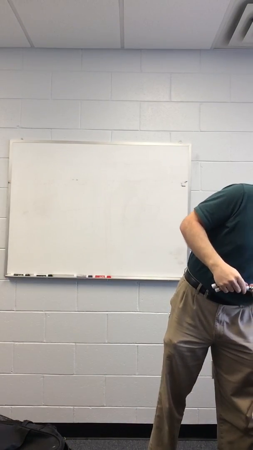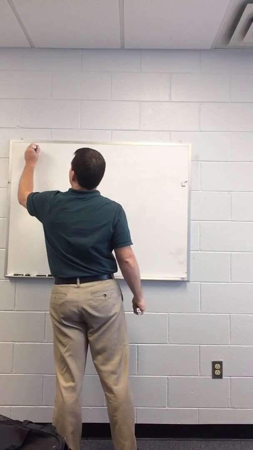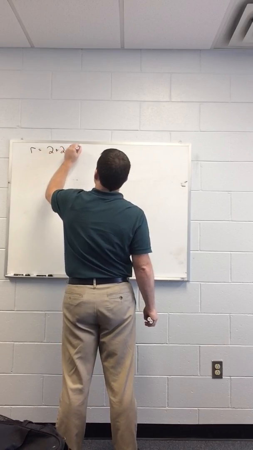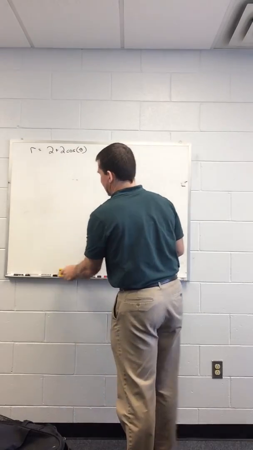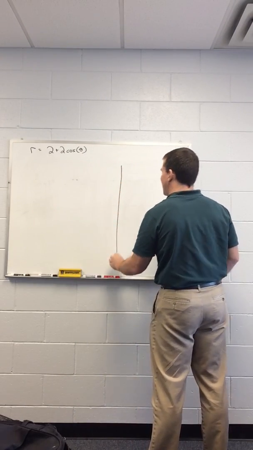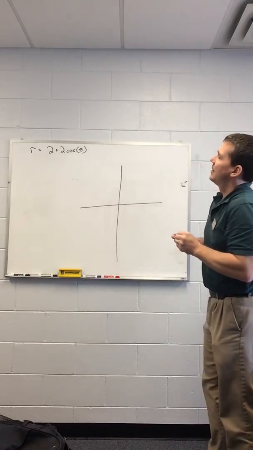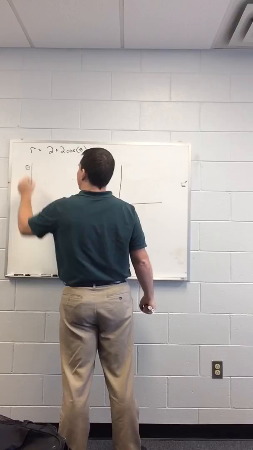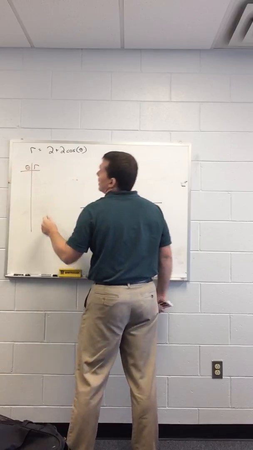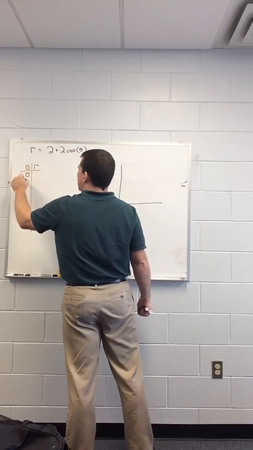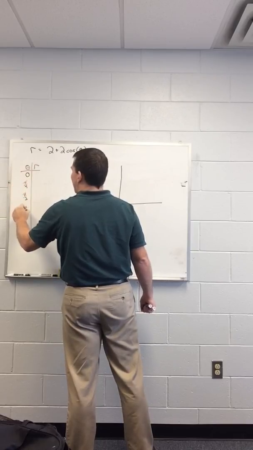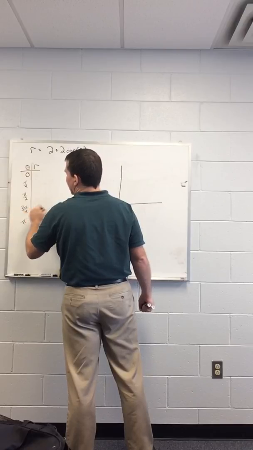So let's see, we will do r equals 2 plus 2 cosine theta. And I'm going to graph it, so I need my axis again. And I need some r's and some thetas. So we'll put theta right here, and r right here. We'll do the same thing as before. Let theta be 0, pi over 4, pi over 2, 3 pi over 4, and pi.